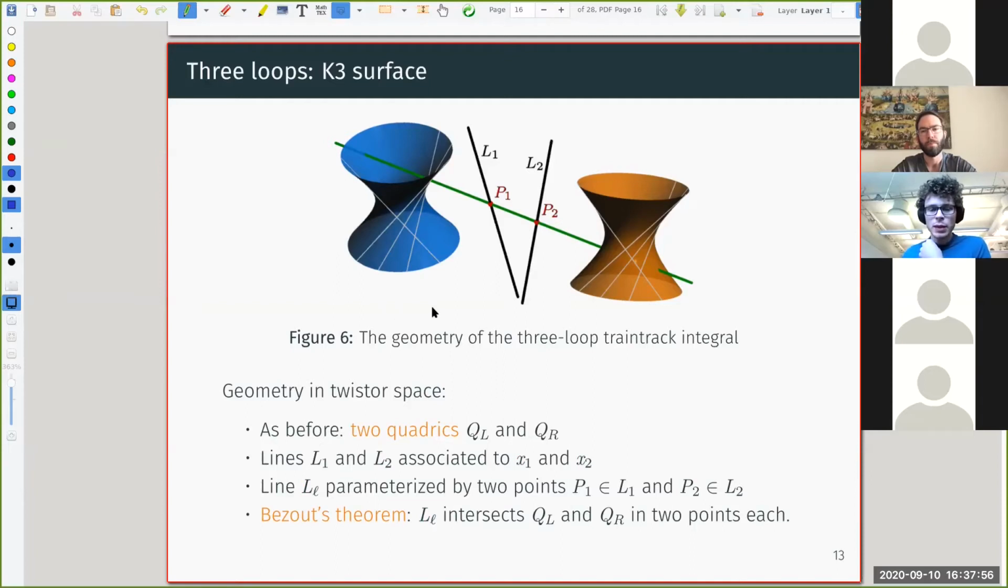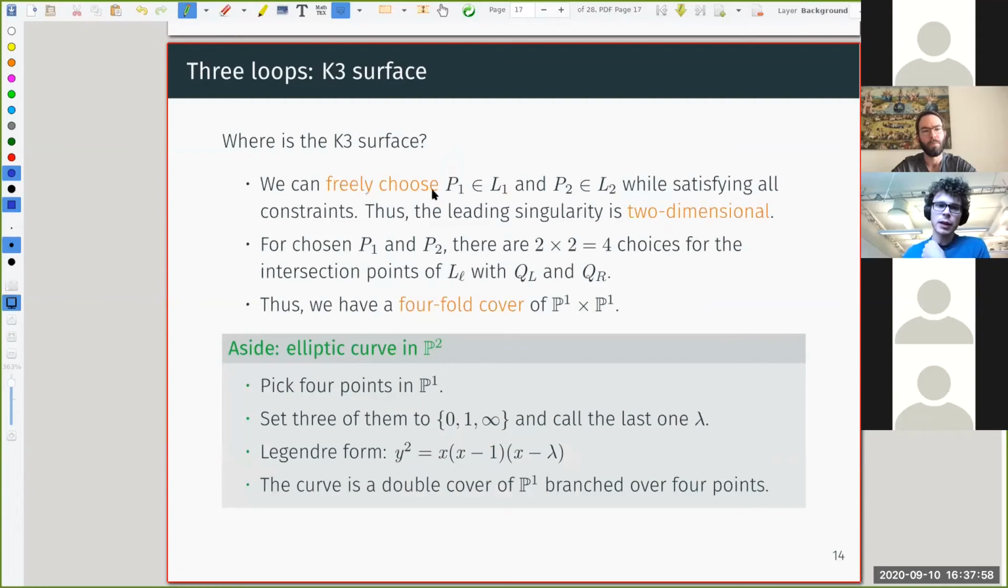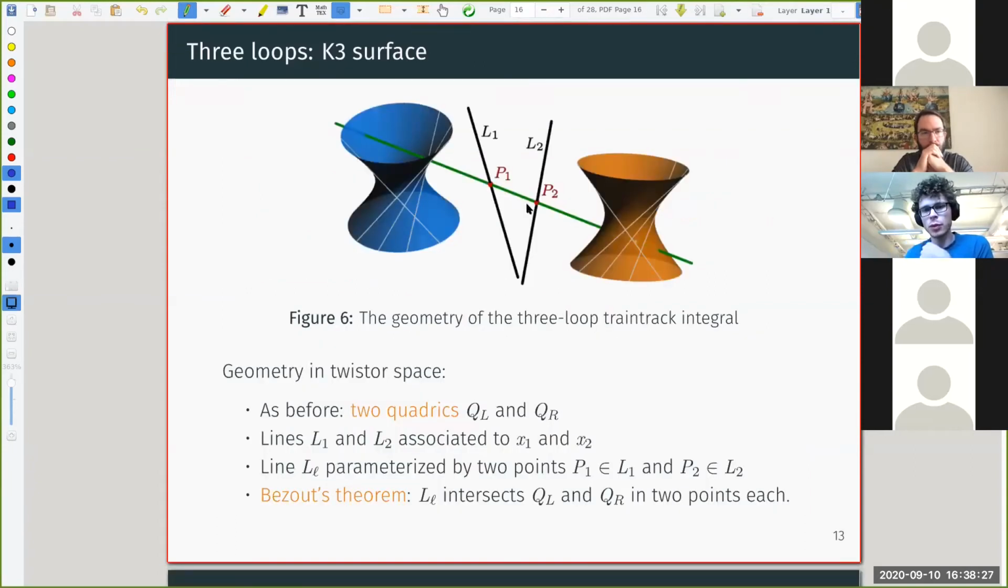Okay, so the way this can be seen is again that we can actually choose freely these points that we use to parameterize the middle line, and we can still satisfy all the constraints that all the points are lightly separated. And this is just because, as I said, by Bézout's theorem, the middle line will always intersect the quadric in 2 points. So it's definitely going to be a 2-dimensional space. And then we can say a bit more, because let's say we have fixed these points P1 and P2, this point and this point on these lines. Then we still have different choices for the intersection points of the quadrics.